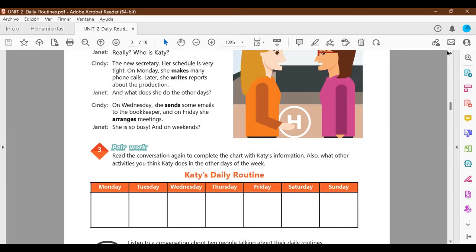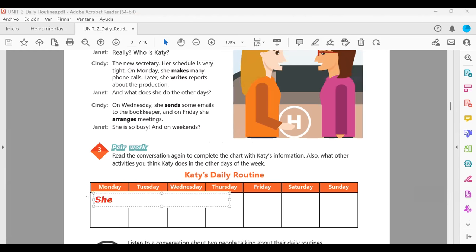Okay, on Monday, what does she do on Monday? She makes many phone calls. Many phone calls. Okay, on Tuesday, what does she do on Tuesday? Ustedes lo van ubicando ahí en su libro. Pero acá no me cabe, es muy, muy grande. On Tuesday. Okay, she makes many phone calls and writes reports, right? How about the rest of the week?